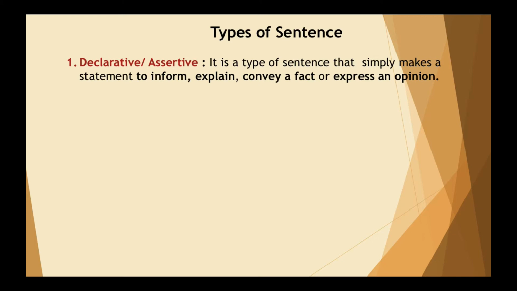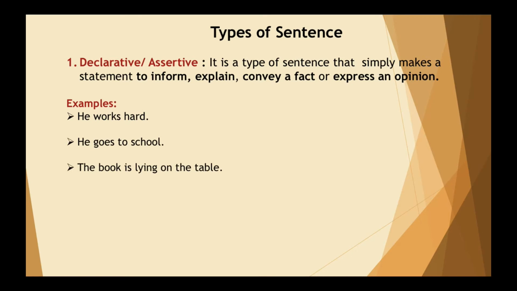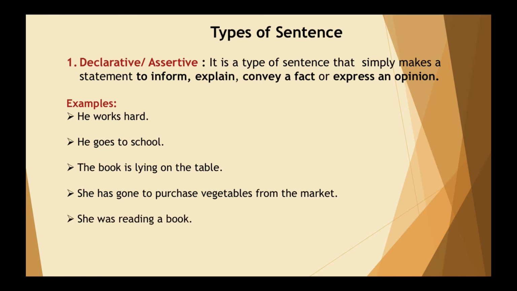It is a type of sentence that simply makes a statement to inform, explain, convey a fact, or express an opinion. For better understanding, let's take a look at the examples. The statement, he works hard. He goes to school. The book is lying on the table. She has gone to purchase vegetables from the market. She was reading a book. My uncle lives in London.